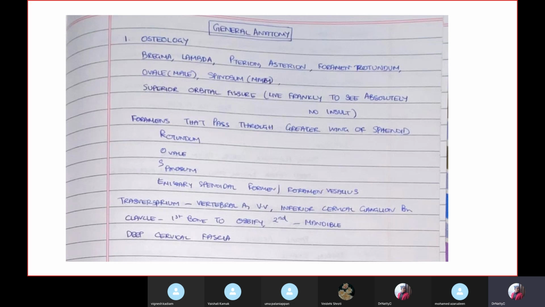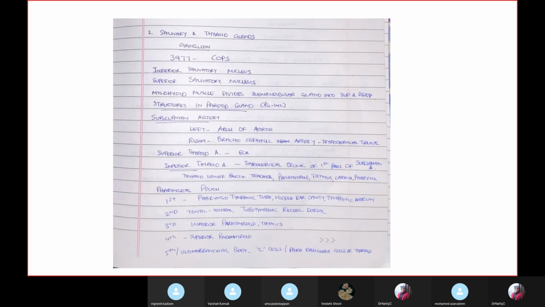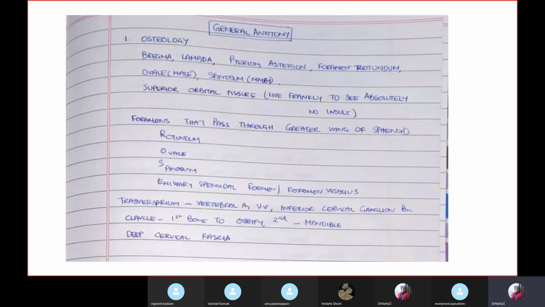Then some important points. The first bone to ossify in our entire body is the clavicle. In the face, the first bone to ossify is the mandible. In the entire body, the mandible is the second bone; in the face, the mandible is the first bone. Deep cervical fascia, if you are interested, you can read about it. Otherwise, you can completely skip this topic.